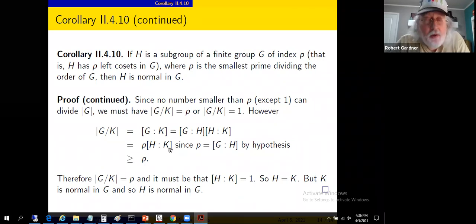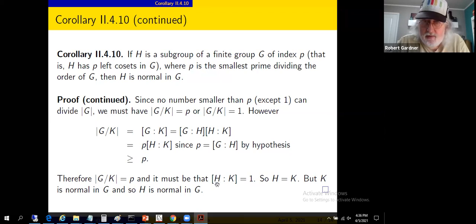Well, it's at least 1. So we get the order of G mod K is greater than or equal to P. But we knew it was either P or 1. Must be P. 1's not prime. So if that's the case, this is actually an equality. And if that's the case, this index must be 1. The index of K in H must be 1. So we draw the conclusion that the order of G mod K is P.